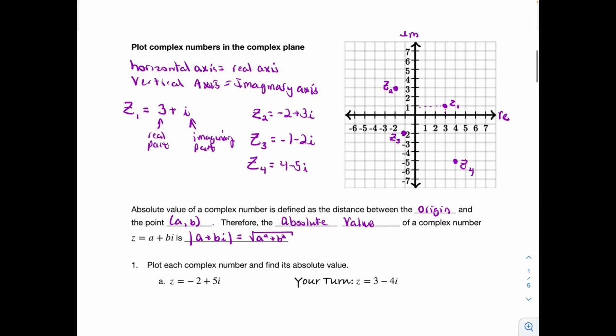So let's see, if I chose one of these points, let's say I looked at Z2, and I want to find the absolute value of Z2. Graphically, what this would represent is the distance from the origin to the point. So it's the distance of this line segment. And so I can use the Pythagorean theorem, and the absolute value of Z2 is equal to the square root of 2 squared plus 3 squared, or 4 plus 9, or the square root of 13. That would be the absolute value of Z2.